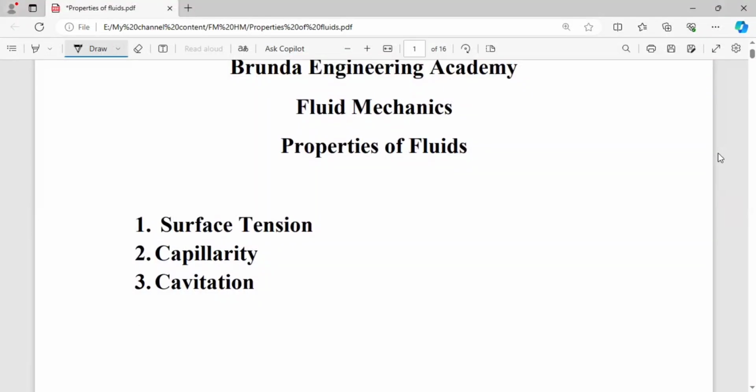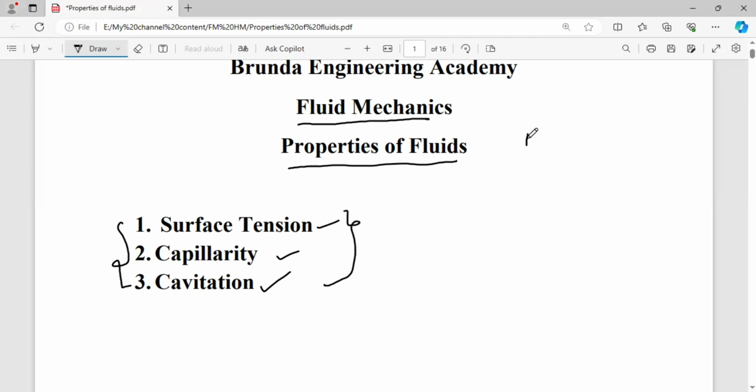In this video, we will discuss the fluid mechanics topic, properties of fluids: the properties surface tension, capillarity, and cavitation. Okay, these three are the pending properties. In the previous videos on our channel, we already discussed the remaining properties of fluids. So this video can be helpful for both B.Tech and diploma students, from the GATE point of view, ECET point of view, and the subject point of view also.